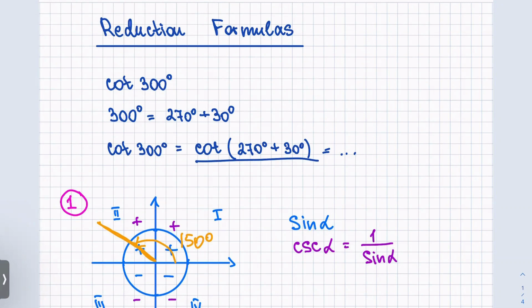So when you know these reduction formulas, you can just reduce your trigonometric function of a non-standard angle to the trigonometric function of the standard angle. So then you will know the value.